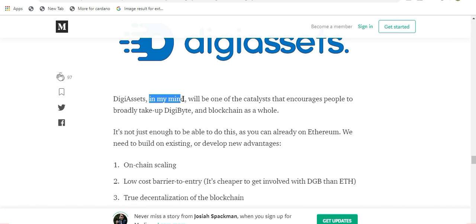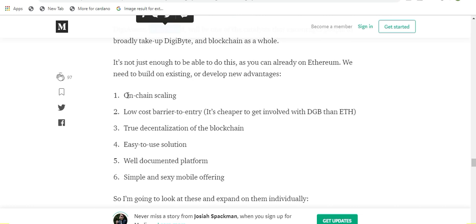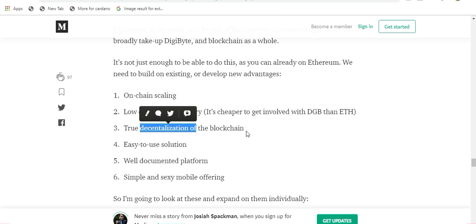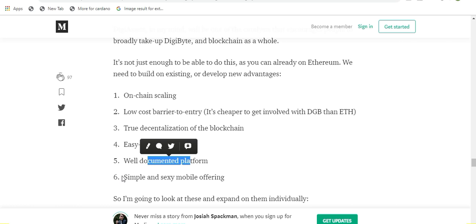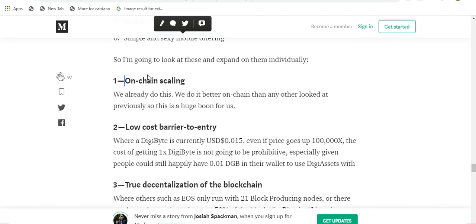So DigiAssets, in my mind, will be one of the catalysts that encourages people to broadly take up DigiByte and blockchain as a whole. It's not just enough to be able to do this, as you can already do it on Ethereum. We need to build on an existing or develop new advantages. So one would be on-chain scaling. 2, a low-cost barrier to entry, as it's easier to get involved with DigiByte than it is Ethereum. 3, true decentralization of the blockchain. 4, easy-to-use solutions. 5, well-documented platform. And 6, simple and sexy mobile offering. So he's going to break these points down, 1 being on-chain scaling.